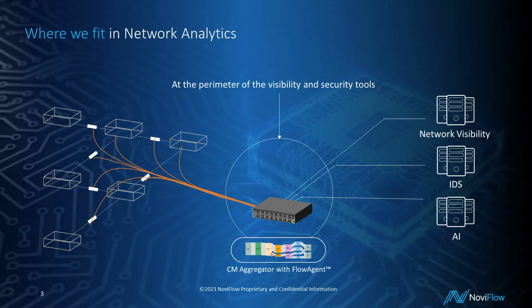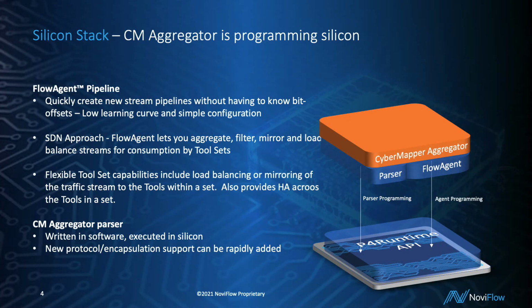Next, let's make sure everybody is totally grounded on where we fit in the network analytics environment. We are in a taps to tools environment. We are right in the middle. We gather all the data from all the taps, all the spans coming in, apply the pipeline that sorts out who goes where, what traffic goes to which tool set, and then send it out to that tool set and load balances to the tools or mirrors everything to the tools in the tool sets. So we're right at the center here.